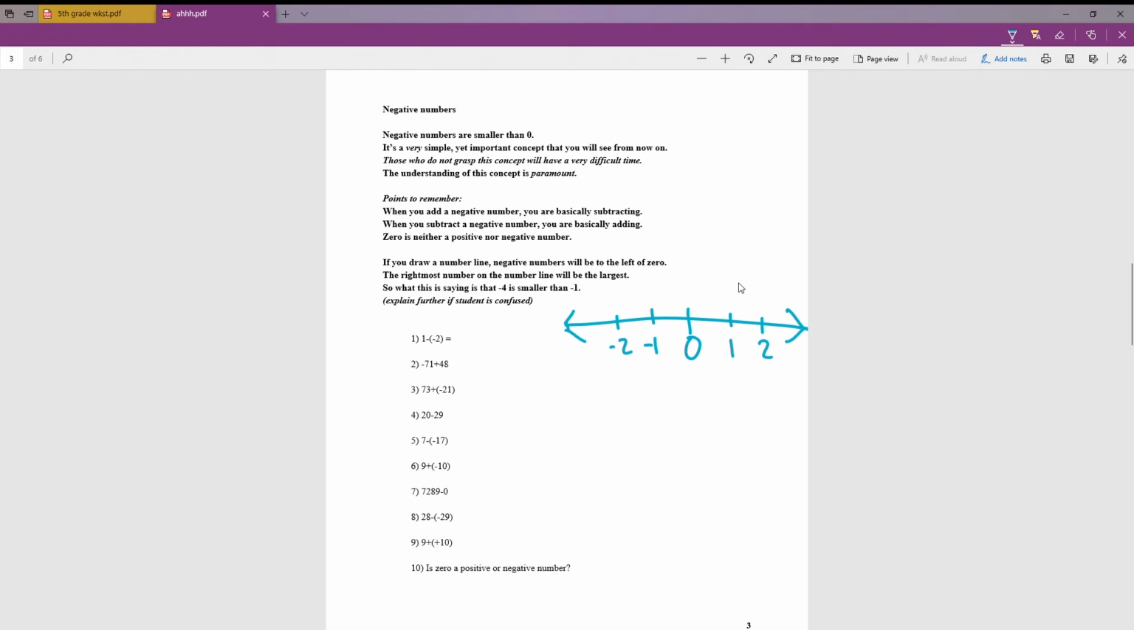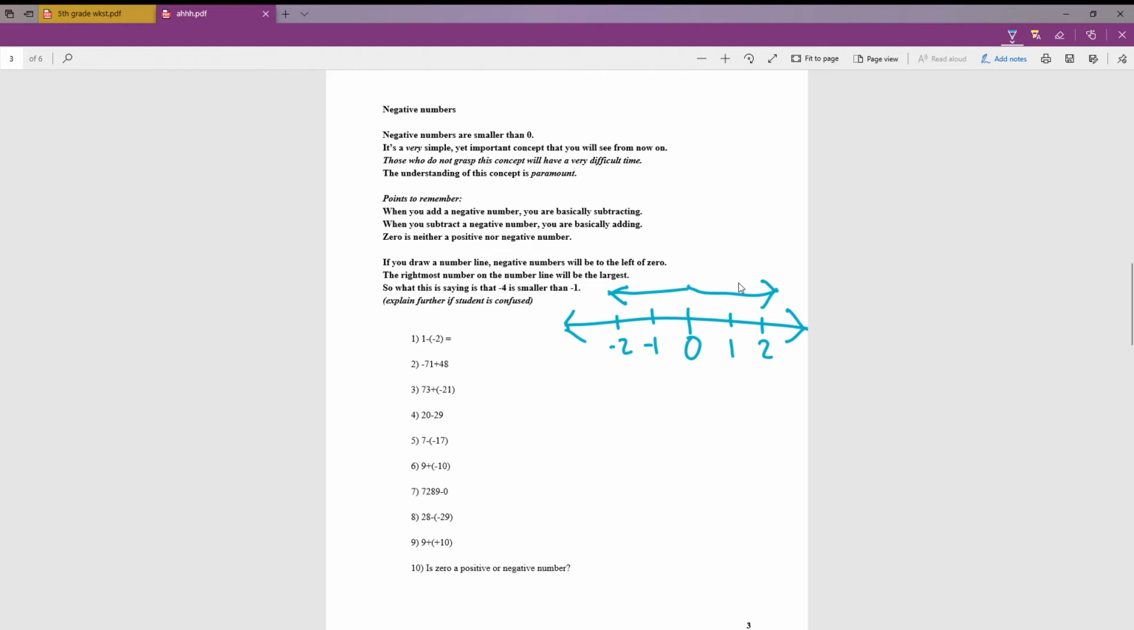Next, we have negative numbers. This is a number line. It probably looks familiar to you. Up until now, you've probably been focusing on this side of the number line. These are the positive numbers. But now we're going to be focusing on this side of the number line, which is the negative numbers. These numbers are smaller than 0. The farther left you go, the smaller the numbers get.